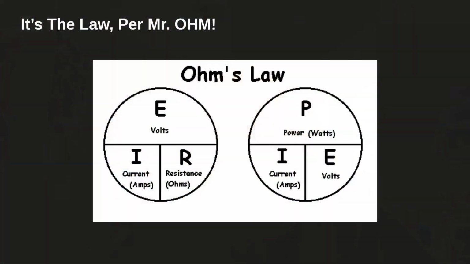Now, the same thing goes with the pie, or Watt's law. Okay, so there's Ohm's law and Watt's law. So if you know how many watts it is and how many volts, so if you have 100 watts at 12 volts, you know how much current is flowing.